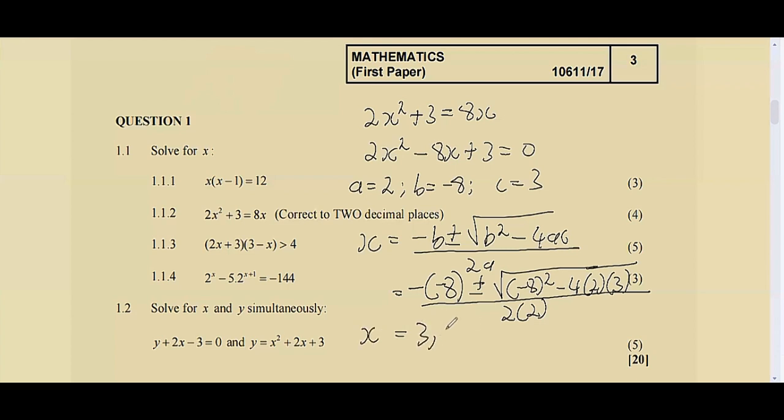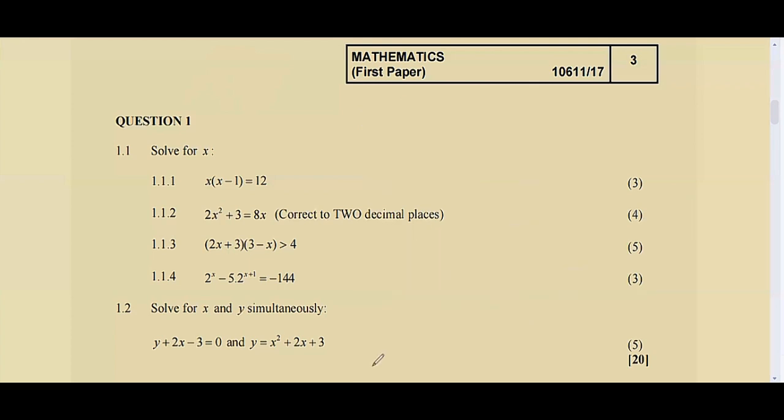Now you want to punch all that into your calculator. It gives you 3.58 and then also 0.42. Right. So just like that, you have found your solutions for 1.1.2, and then you have yourself 4 marks. Right. Then let's proceed to 1.1.3.